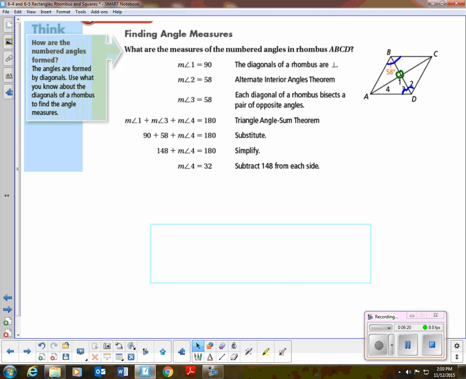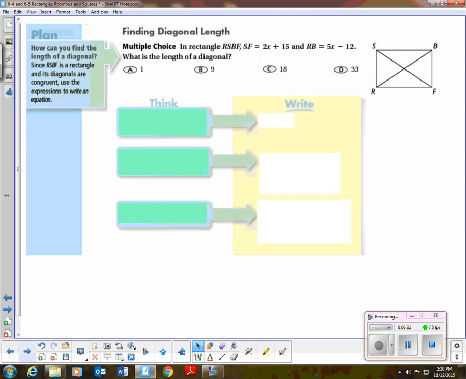Okay? All right, our next problem says here, find the diagonal length. So it says this is a rectangle, okay? And if it's a rectangle, we know that the diagonals are congruent. And so we're going to use that to figure out which one of these is the right answer. So if you want to pause the video and work through this, that'd be great. If you don't know what to do, you can keep the video going and just see how it's done.